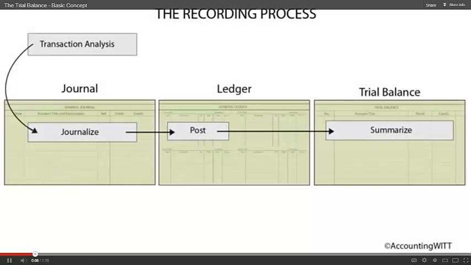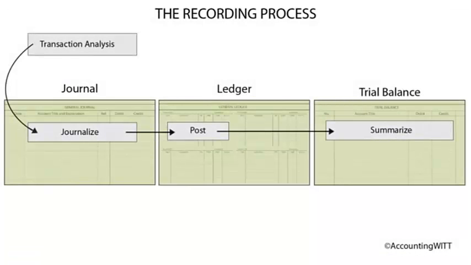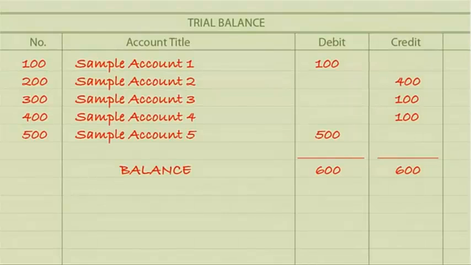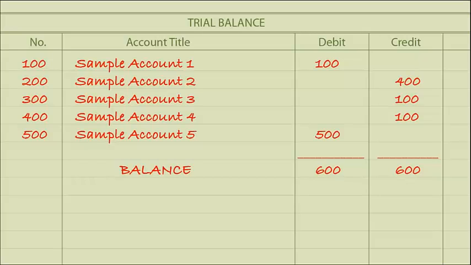After the recording process has been completed for all of the transactions in a period, the trial balance is ready to be prepared. The trial balance is a list of all of the accounts from the ledger, in the same order as the ledger, with each account's respective balance as of the reporting date. Each account will either have a debit or a credit balance.